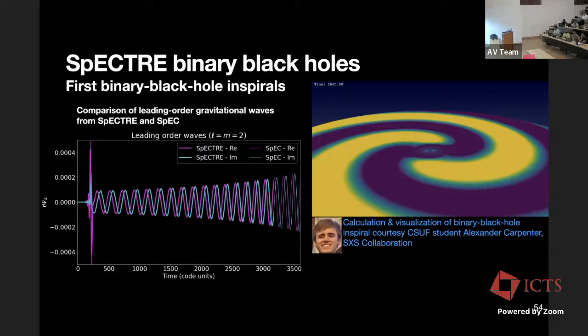And it does the same thing. The thick curve from Spectre is right on top of the thin curve from Spec, but the Spectre simulation was shorter, and then you can just see the Spec simulation continue on. Now, let me show you some differences. Oh, and there's the amplitude, and that agrees very well as well.